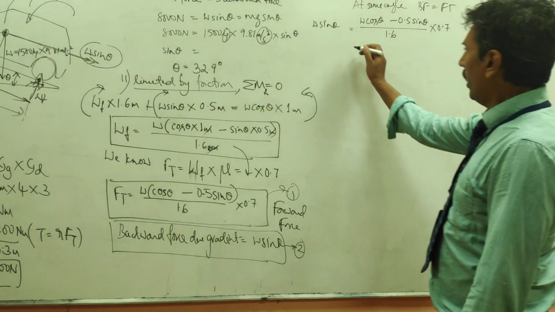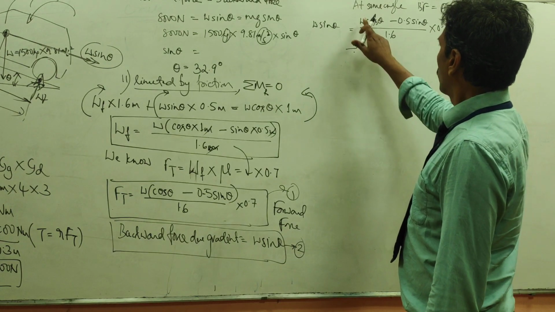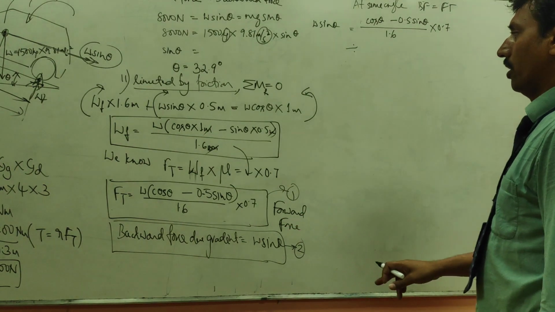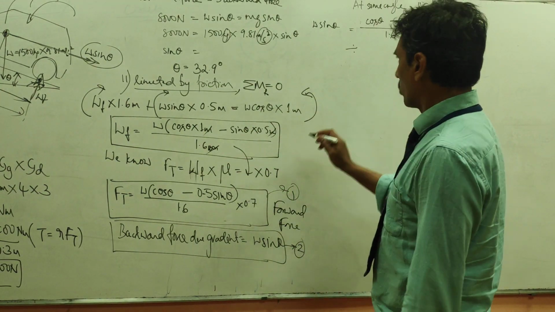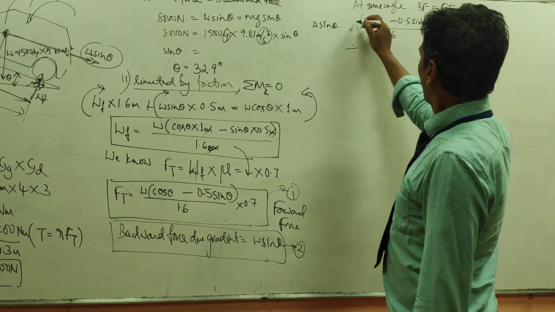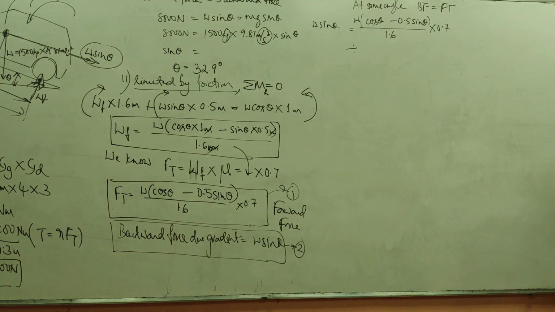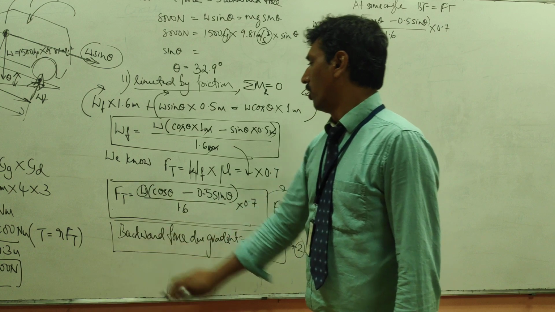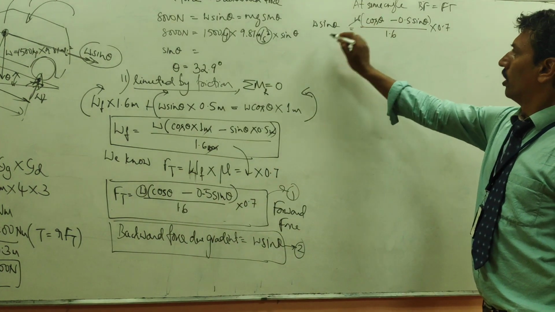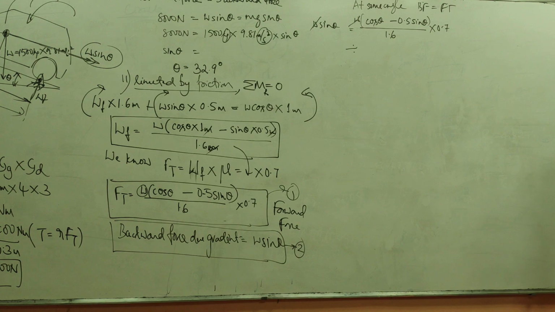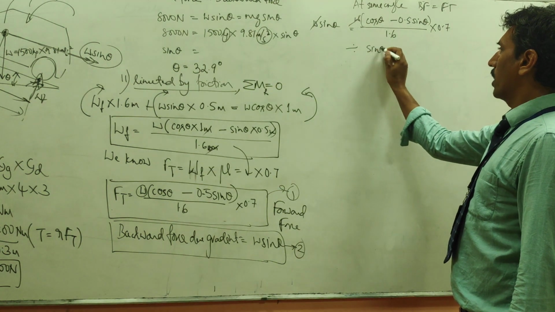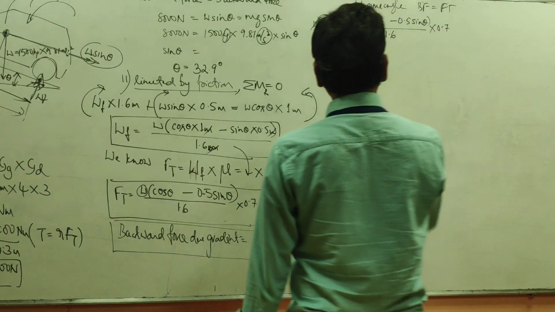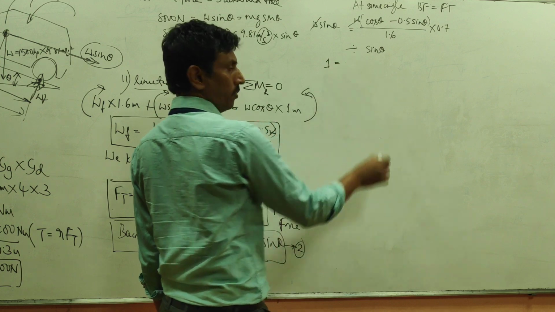And then divide this throughout by W. Here this W is missing, because this W was taken outside. So this W and this W can be removed, they can be cancelled out. And we can also divide this whole thing by sin theta. If I divide the whole thing by sin theta, the left hand side becomes 1.